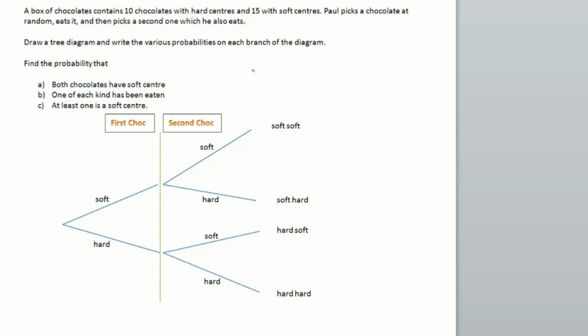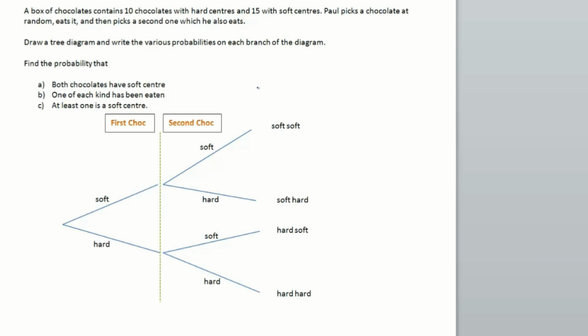Right, here we've got a case where the second set of branches, which represent the second chocolate being pulled out, are dependent on the first ones. So there is an element of conditional probability here. I mentioned it being an A-level topic, but in a situation like this, it's very much a GCSE situation, and a tree diagram is the best way to go.